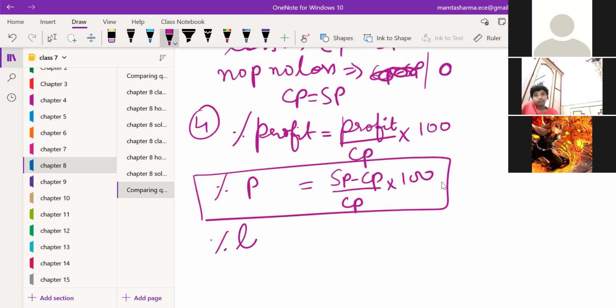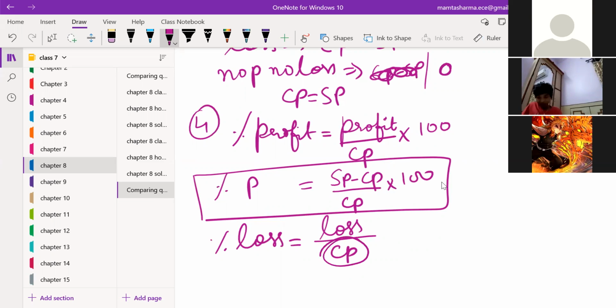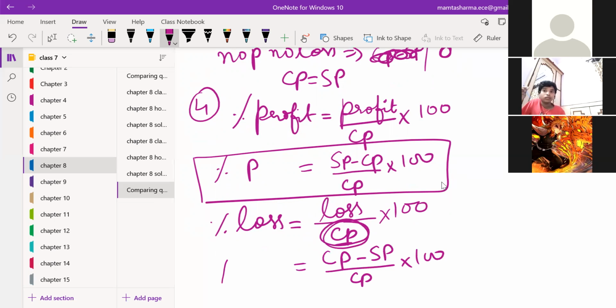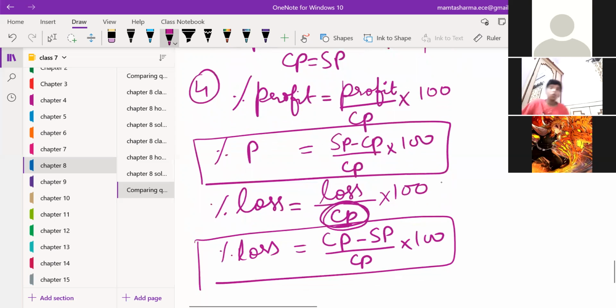Similarly, for the percentage loss, same. In place of profit, write the loss. So loss upon cost price. Always divide with the cost price only. Don't divide by the selling price, because profit and loss are accounted only with respect to the cost price, into 100. If loss is not directly given, and selling price and cost price are given, then you can write loss as cost price minus selling price divided by cost price into 100. So that is the formula of percentage loss. Okay. So two things are clear.